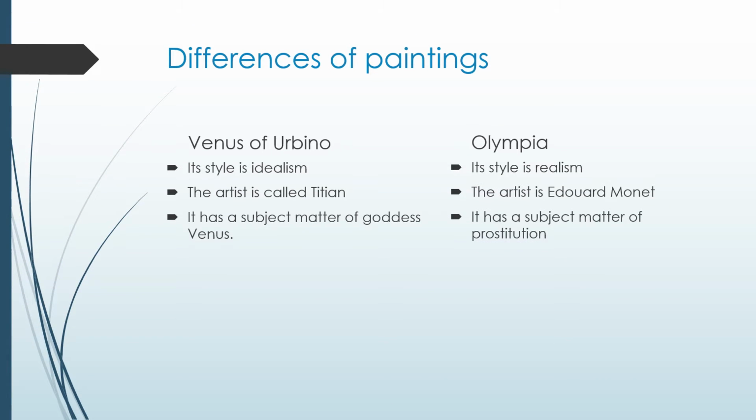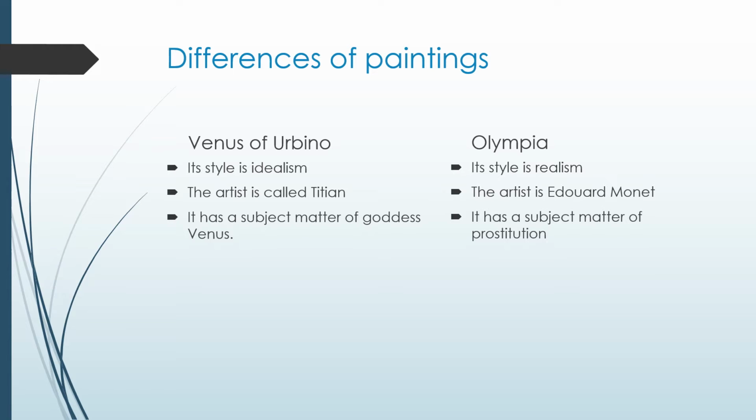The differences of these paintings: the Venus of Urbino has the style of idealism. In the time of the Renaissance, it was an idea of how they could change, a new direction of their time, the modern way of drawing. And Olympia is in a style of realism. Those are things for real, they really happen. It was not an idea, it was not something that didn't happen, it's something for real.